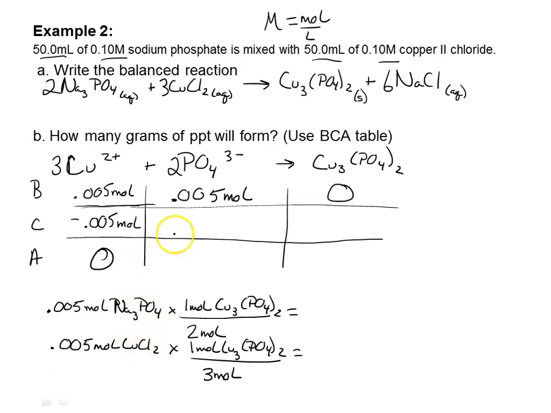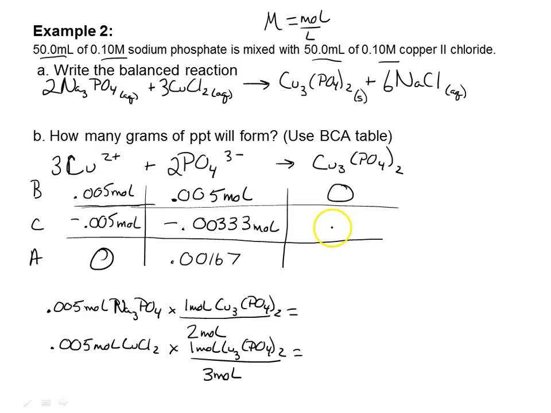Now, how is this going to change? Well, again, you've got a 2-to-3 ratio of this, so this isn't going to go down by 0.005, it's going to go down by 0.0033 mole. It's 0.00333 because it's 2/3 of the copper chloride. So here we're using up 2/3 of the sodium phosphate. So now I also know what is in excess when I subtract these two things.